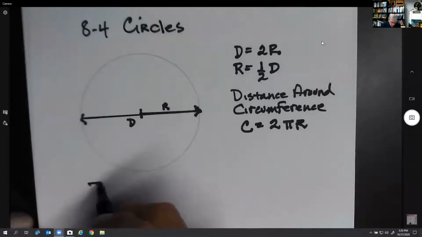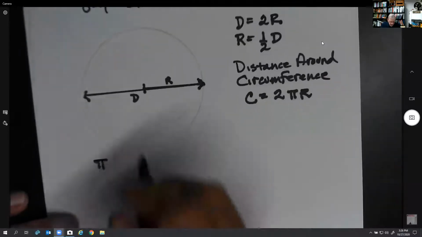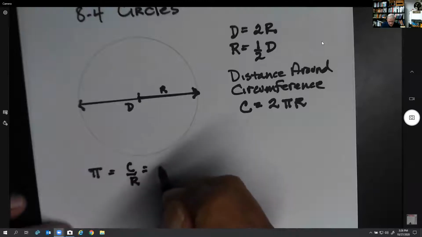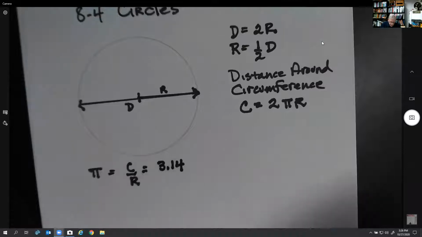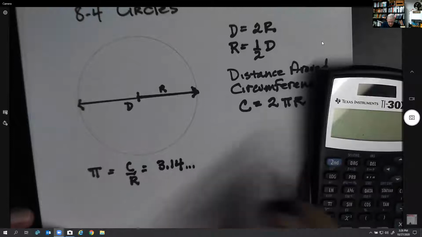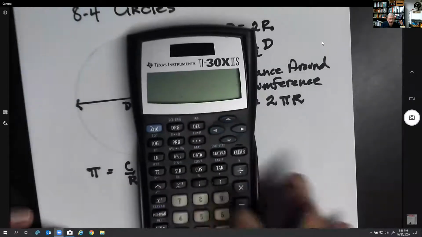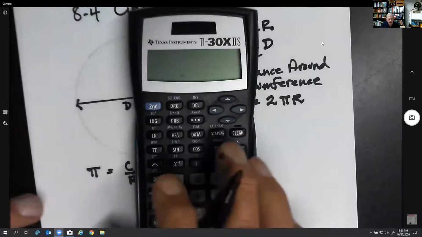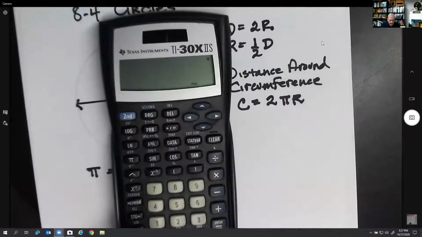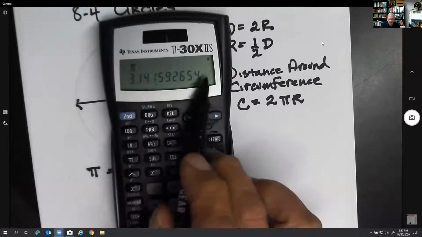Pi is a constant that's equal to the circumference divided by the diameter, which is about 3.14. You can find a more accurate value; it's an irrational number. It really has no end to it. We can find it on our calculator. On this particular calculator, we have a pi key. And if I hit equal, you can see pi is carried out quite a few decimal points.